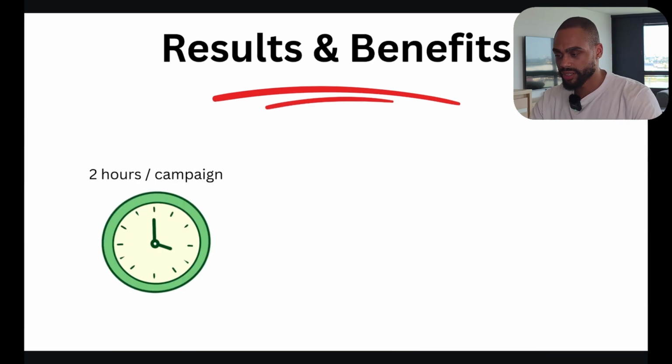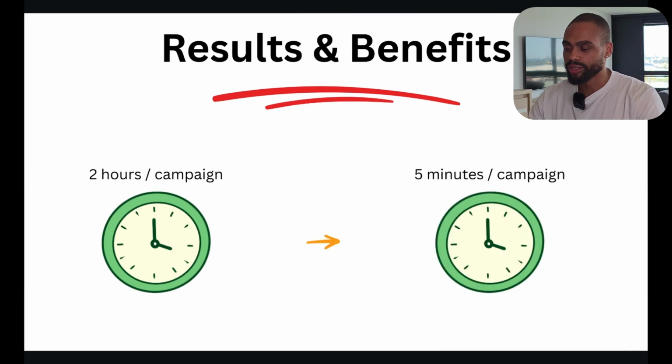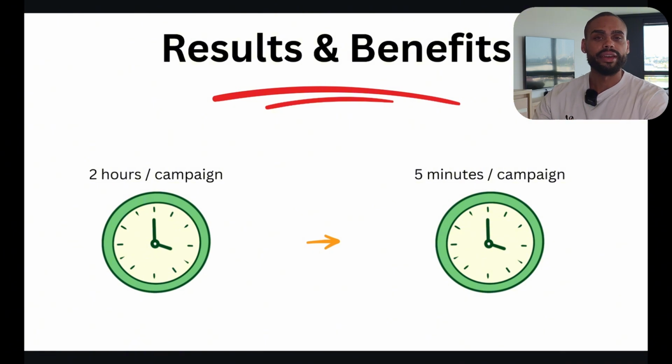Some results and benefits. The first one: let's assume that we're using about 2 hours per campaign if we're having to analyze and audit ad accounts ourselves. We reduce the 2 hours per campaign to about 5 minutes per campaign, which is very significant. And keep in mind that the more campaigns you're actually managing in Google Ads, the more time you're going to gain using an automation like this.